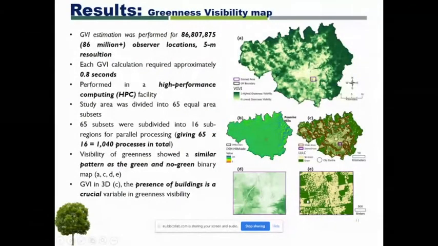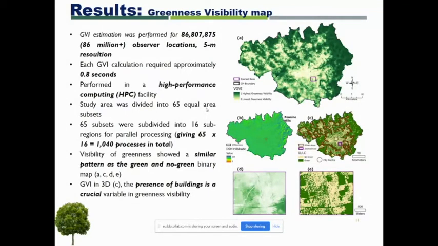When we submitted this paper, it was pilot research, but now we're showing it for bigger study areas. We implemented this for all of Greater Manchester, about 86 million observer locations at 5-meter resolution. So at each 5 meters, we know exactly how much green you can see. This is our output map, which is a very high resolution output of greenness visibility. And then we compared it with the DSM and DTM, and you see there are some interesting patterns there. But before that, each of these Viewshed calculations takes about 0.8 seconds.